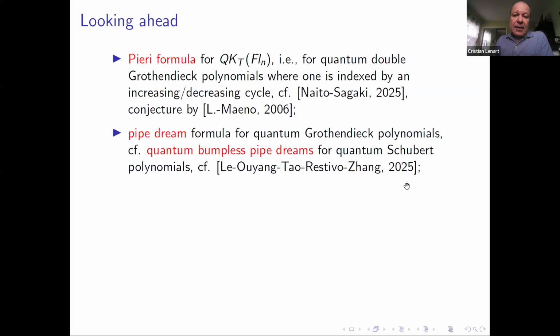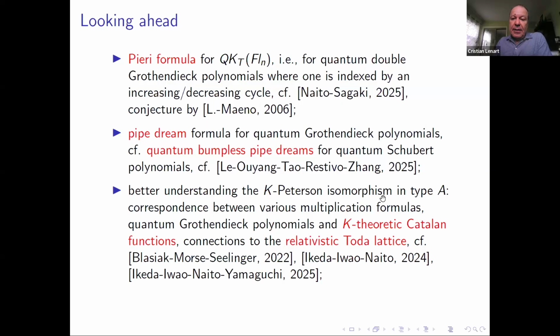Then also recently, these people gave a combinatorial formula for the quantum Schubert polynomials, which represent Schubert classes in quantum cohomology. And they use a version of the recently introduced bumpless pipe dreams, a quantum version of them. So they gave a combinatorial formula. It's not cancellation free, but it's nice to have a combinatorial formula because these polynomials were only defined with this quantization map. So there is no explicit formula. So it would be nice to have such a pipe dream formula for the quantum Grothendieck polynomials or for the double ones.